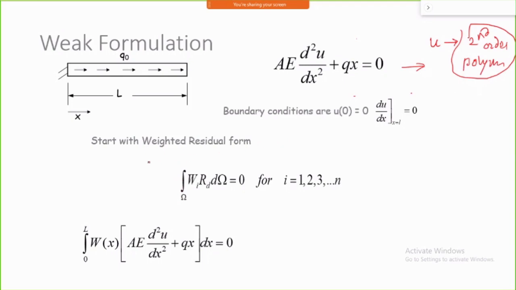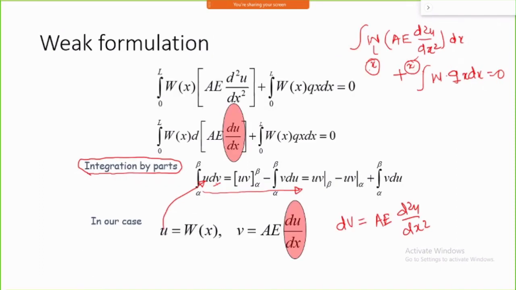Then we started with the weighted residual form. This is the weight function, this is the domain residual. You can substitute into this. In this weighted residual form, on W my requirement is at least a first order function. Here my requirement is a second order function. Understand? So there are two different requirements. On the weight function, the order requirement is less. On my field function, that is U, the requirement is second order, that is a higher order. So we want to make both the same.